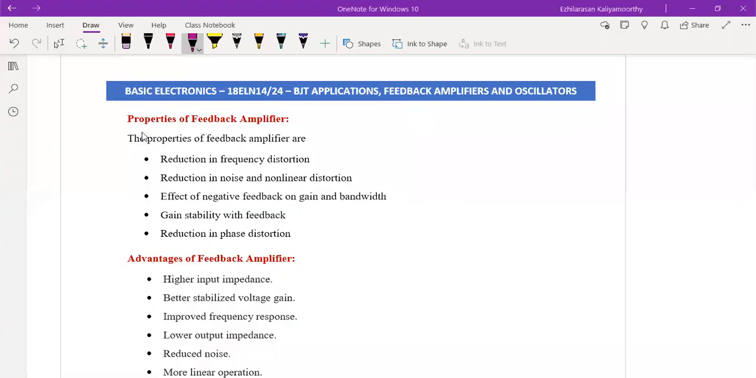Next we'll discuss the properties of feedback amplifier. It's commonly asked. The first property is reduction in the frequency distortion. The second property is the reduction in the noise and non-linear distortion. Frequency distortion in the sense that the output is fed back into the input, so normally it will reduce the noise also. Then the effect of negative feedback on gain and bandwidth. Then gain stability will be there. Then there will be reduction in the phase distortion also.